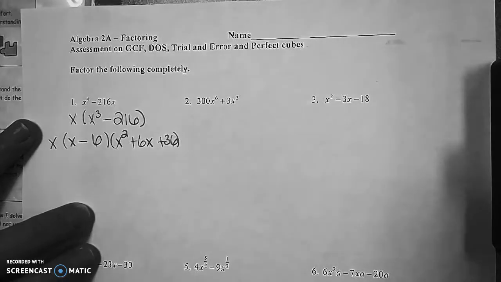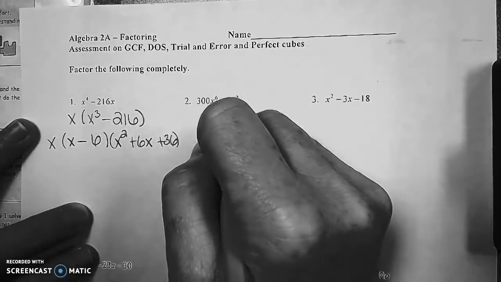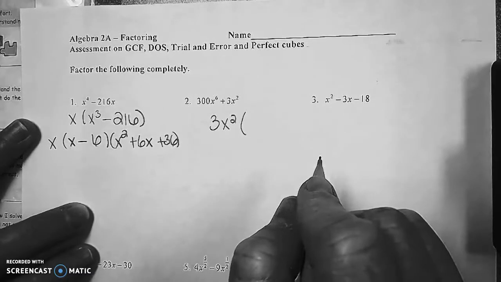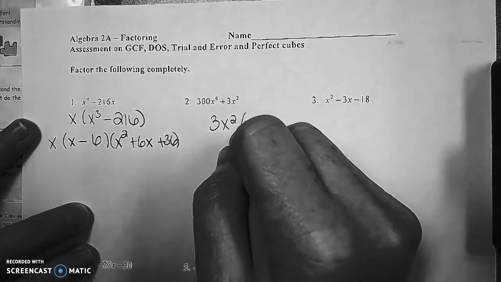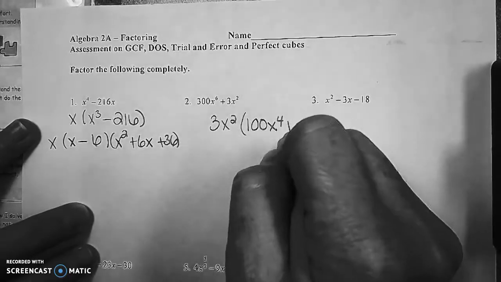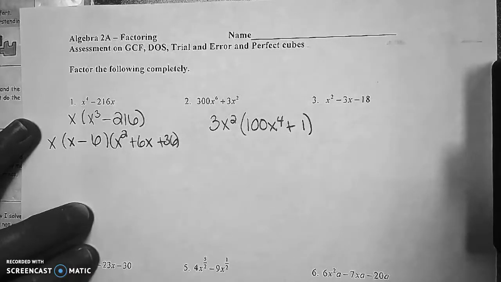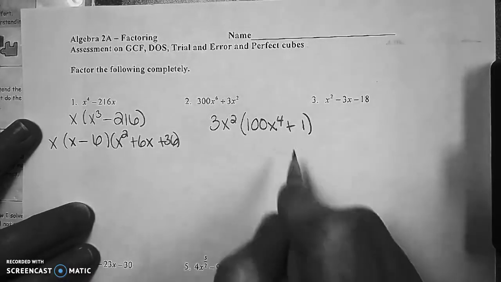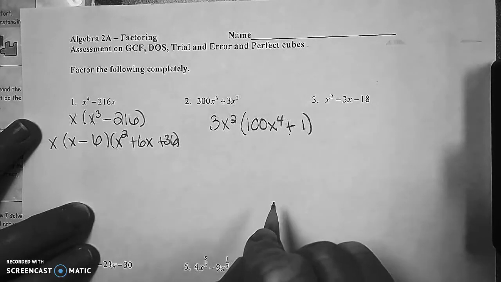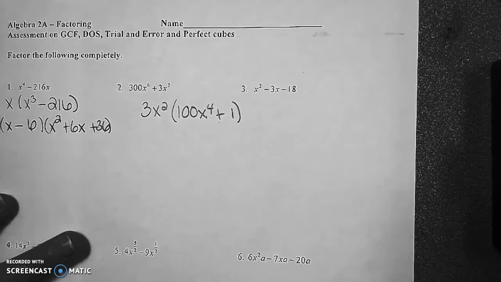Number 2, once again, the first step of factoring is GCF. 300 and 3 share 3. And I see they also share an x squared. Pulling a 3x squared out of 300x to the 6 leaves me with 100x to the fourth plus, and then I'll simply have a placeholder of 1. I look at what I have left. It's a binomial. It's not a difference, so I can't do difference of squares, and it's not cubed, so I cannot go any further.